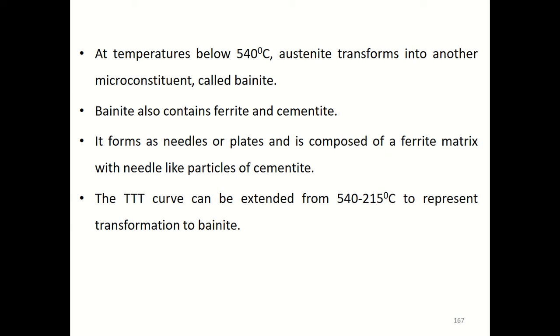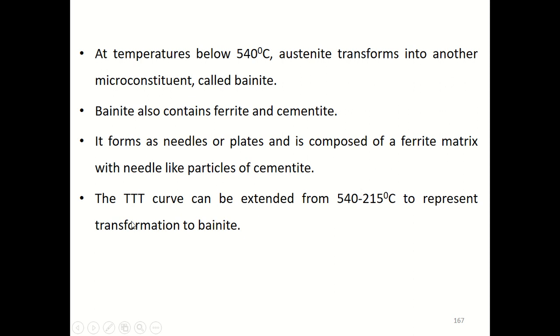So bainite also contains ferrite and cementite. We know that a microconstituent is a mixture of two phases, right? And how it looks: it forms as needles or plates and is composed of a ferrite matrix with needle-like particles of cementite. So the main phase present is ferrite, within which the particles of cementite are present.